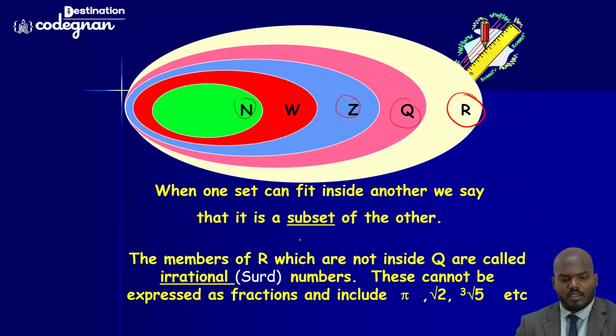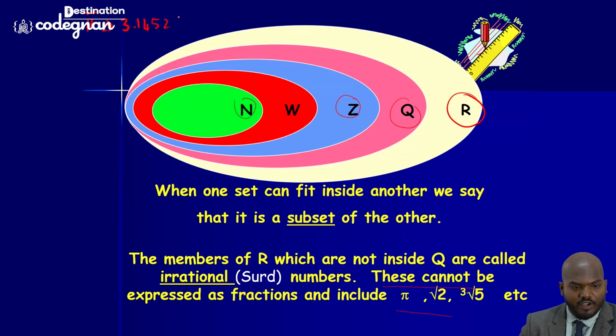So the members of R which cannot come inside of Q, we can call them Surds. You see this one, we have a good example here, that is pi. If you take pi, we can call it the value 3.14, but the value is not going to stop here. It will go on 5276 exactly, and it will keep on going infinitely. If you are defining the value of pi, it will keep on going like an infinite thing.